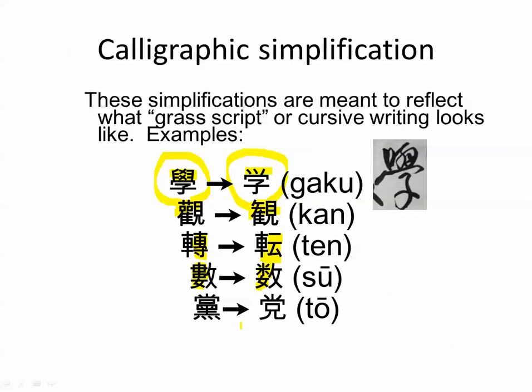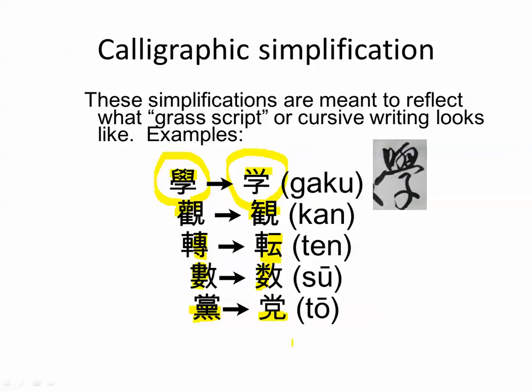And finally, here we have to. So to, or political party is what it means, goes from having kuro at the bottom to having two legs. That was just easier to do, and it's close to what it would look like if you were doing grass script. So that's calligraphic simplification.